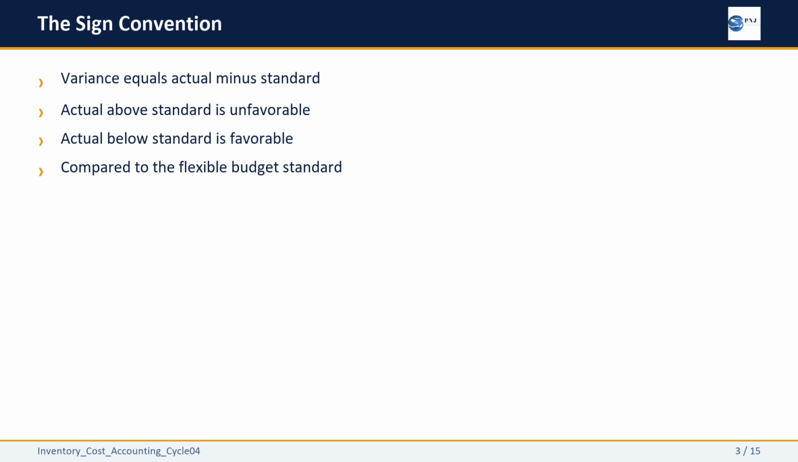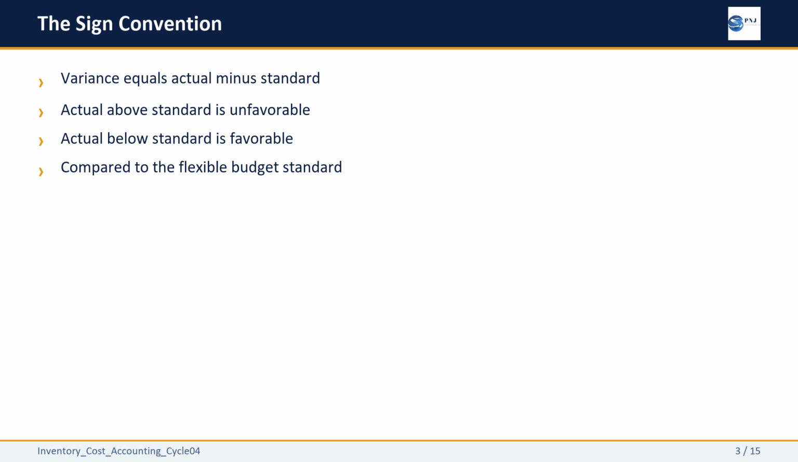Before any formula, lock in one rule because everything else hangs on it. Every variance is actual performance minus standard. When actual exceeds standard, you spent more than you should have, and that is unfavorable. When actual comes in below standard, you spent less, and that is favorable.